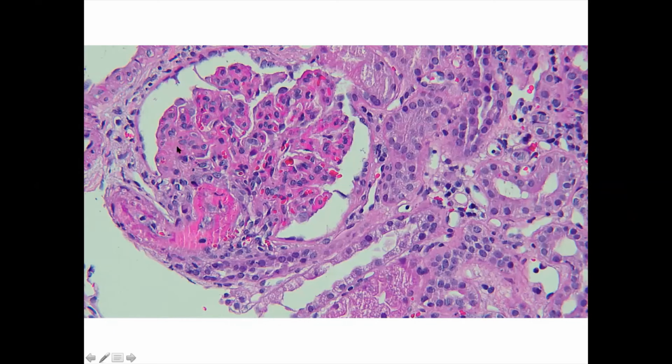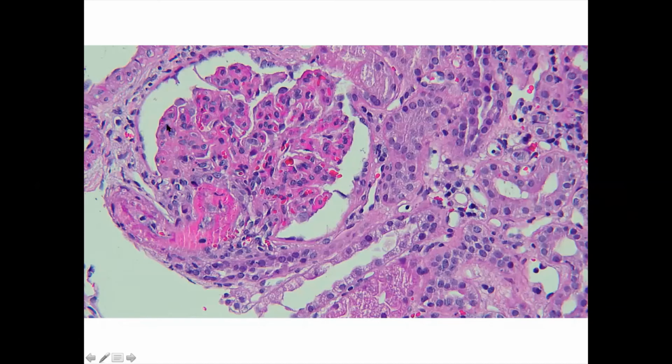First, we have obliteration of the loops. We're not seeing the loops. Does anyone see loops? I don't see loops. So we don't have loops here. When the loops are obliterated, it means we have endocapillary proliferation. And over here, we have mesangial cell hypercellularity. So we have a case with mesangial cell hypercellularity and endocapillary cell proliferation.